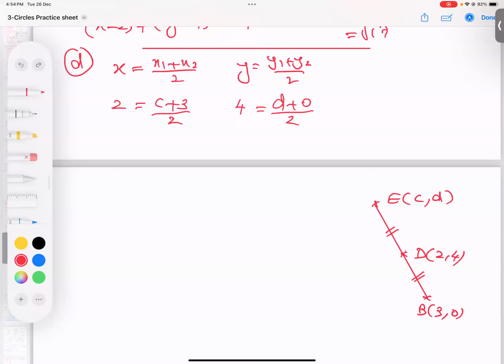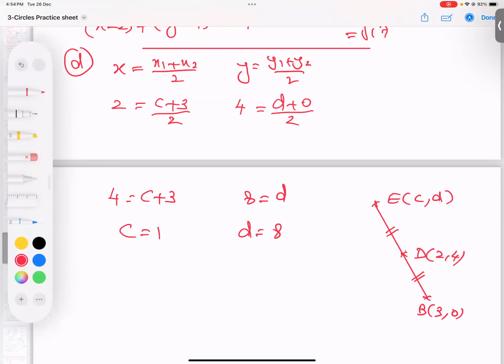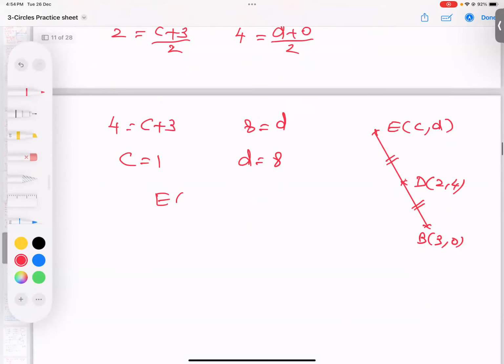2 multiplies there. So I got 4 equal to c plus 3, and c becomes 1. And 2 multiplies there. I got 8 equal to d, and d becomes 8. So the E coordinate is (1, 8). So I think you got the point how I got (1, 8). So this is done. But he said no, find out the equation of the tangent.